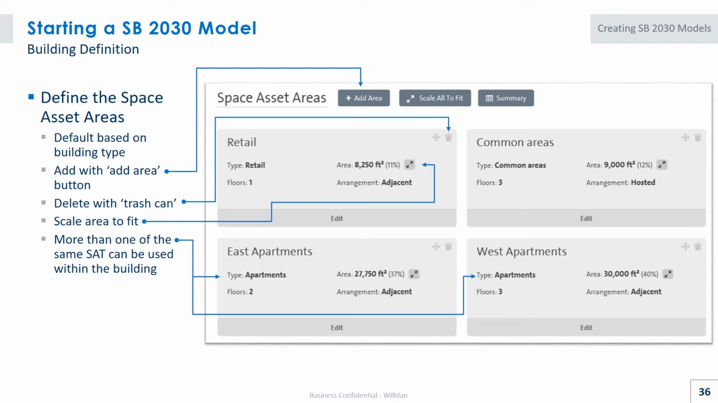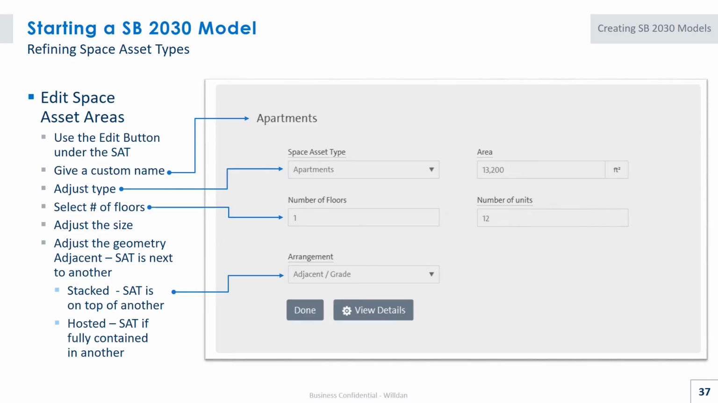And as I mentioned earlier, you can also have more than one instance of the same space asset type. So here we have an east apartment wing that is 2 floors and a west apartment wing that is 3 floors. Once you have set up the different mix of uses within your building, you can dive in and give some other characteristics for them. So if I hit edit on any of these space asset types, we get to this screen. In this screen, we can rename it up above.